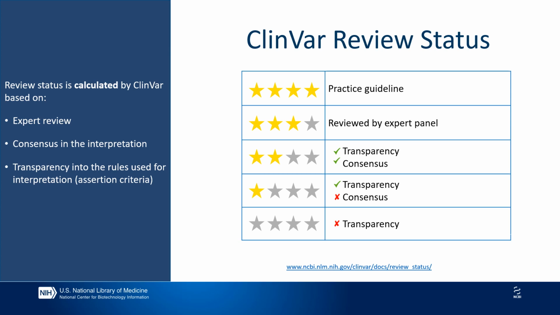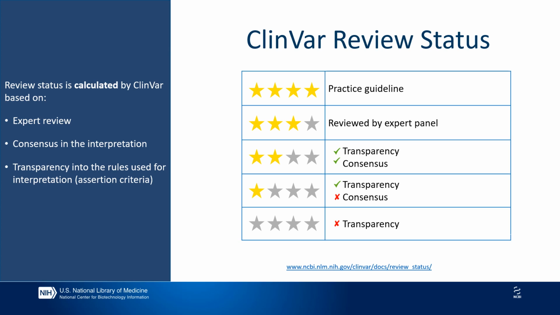If the variant was not subject to expert review, we then look at 2 other things. So we look to see if there's consensus in the interpretation across multiple submitters. And we look to see if there's transparency into the rules that our submitters used for the interpretation. And we call the documentation of those rules their assertion criteria. So if we have both transparency into their classification rules and consensus in the interpretation, those records get 2 stars.